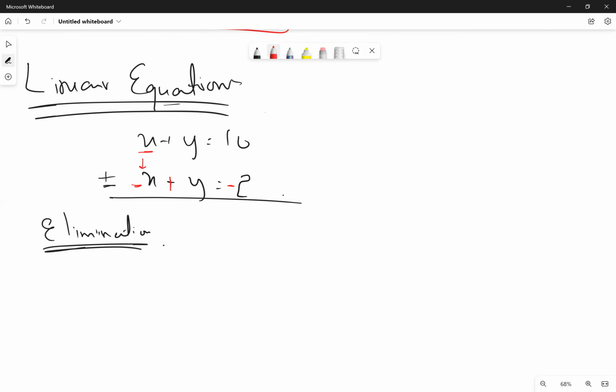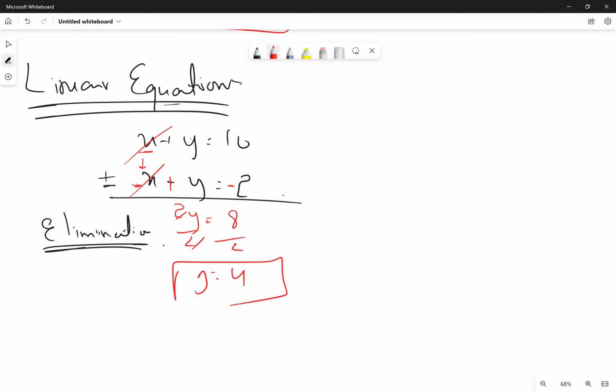And now just start the elimination. X is gone because plus x minus x is 0. And plus y is 2y. And 10 minus 2 is 8. So now solving it further, y is 4. We've gotten the first value of y.